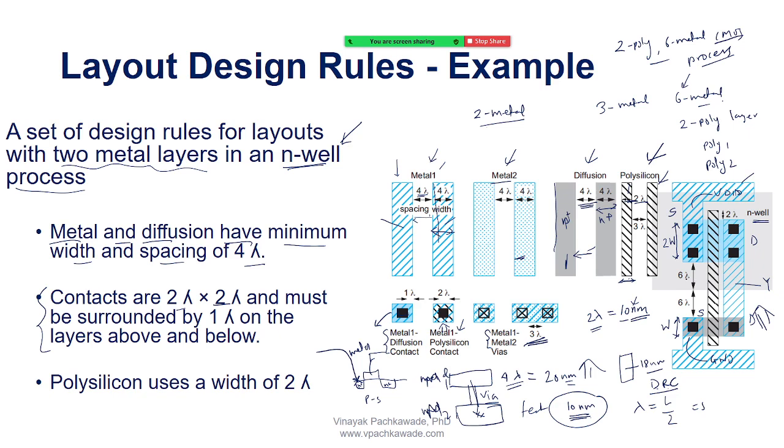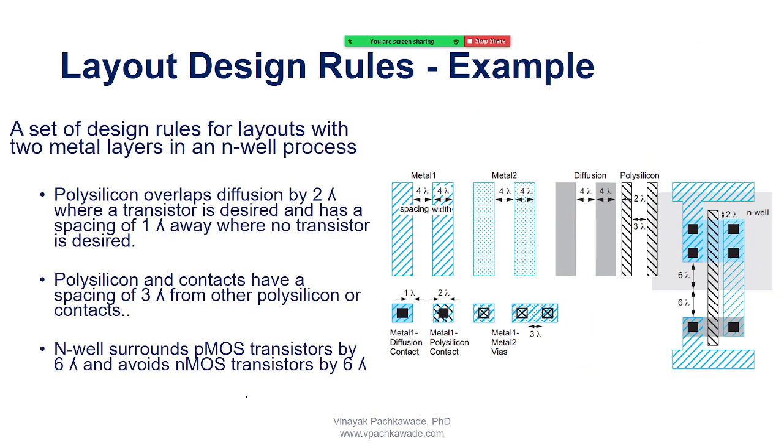So dimensions. Now look at the dimensions here. What are the dimensions? It says that polysilicon overlaps the diffusion. This is an overlap by 2 lambda where a transistor is desired, and has a spacing of 1 lambda where no transistor is desired. It's just to tell you that you can read these rules and accordingly take a look at these pictures.